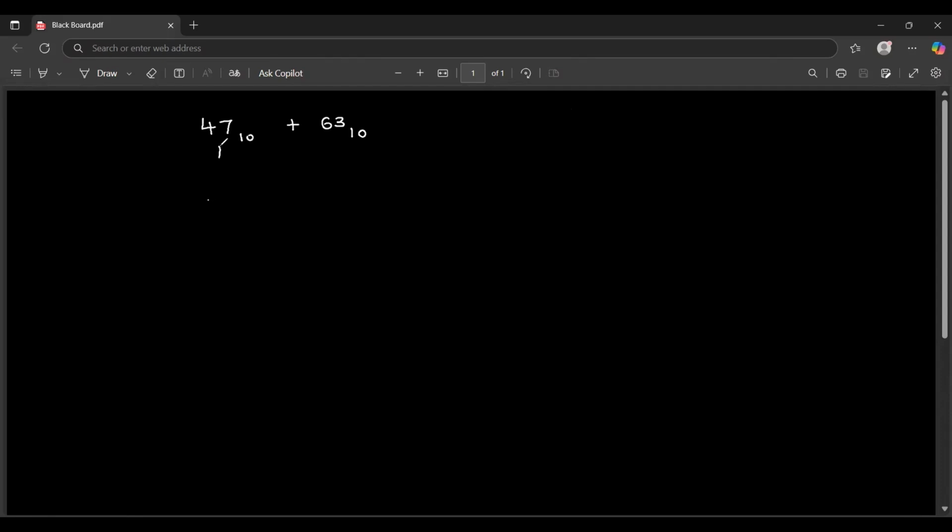So first of all, 47 to the base 10 is converted to 2's complement form. 47 to the base 10 is a positive number, so we don't have to worry about converting into negative or anything like that. So 47 will start with 0, since it's a positive number. Then we have 47.